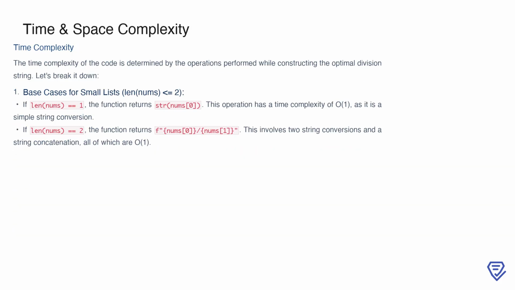In analyzing the time complexity of the solution, we start by considering the base cases. When the input list, nums, has only one element, the function simply converts that single number to a string. This is a straightforward operation with a constant time complexity of O(1). Similarly, for a list with 2 elements, the function constructs a division string in the format nums[0]/nums[1]. This involves 2 string conversions and 1 string concatenation, all of which are constant time operations. Thus, for these small input sizes, the time complexity remains O(1).